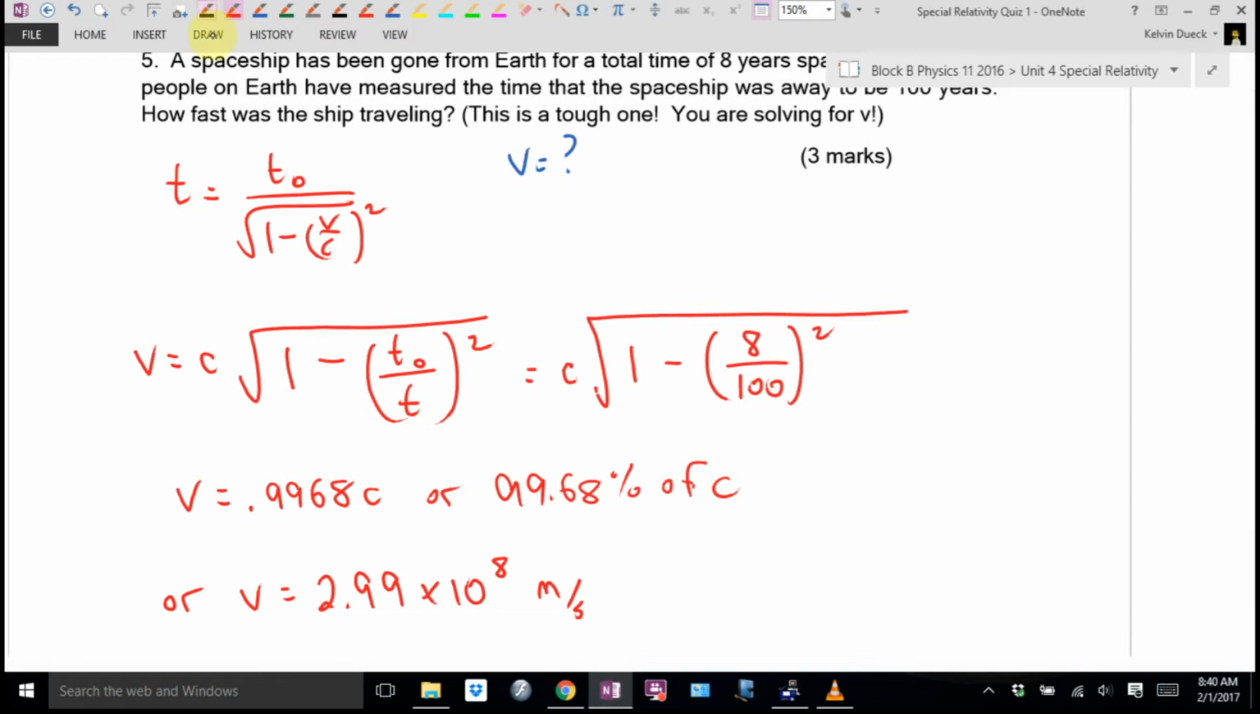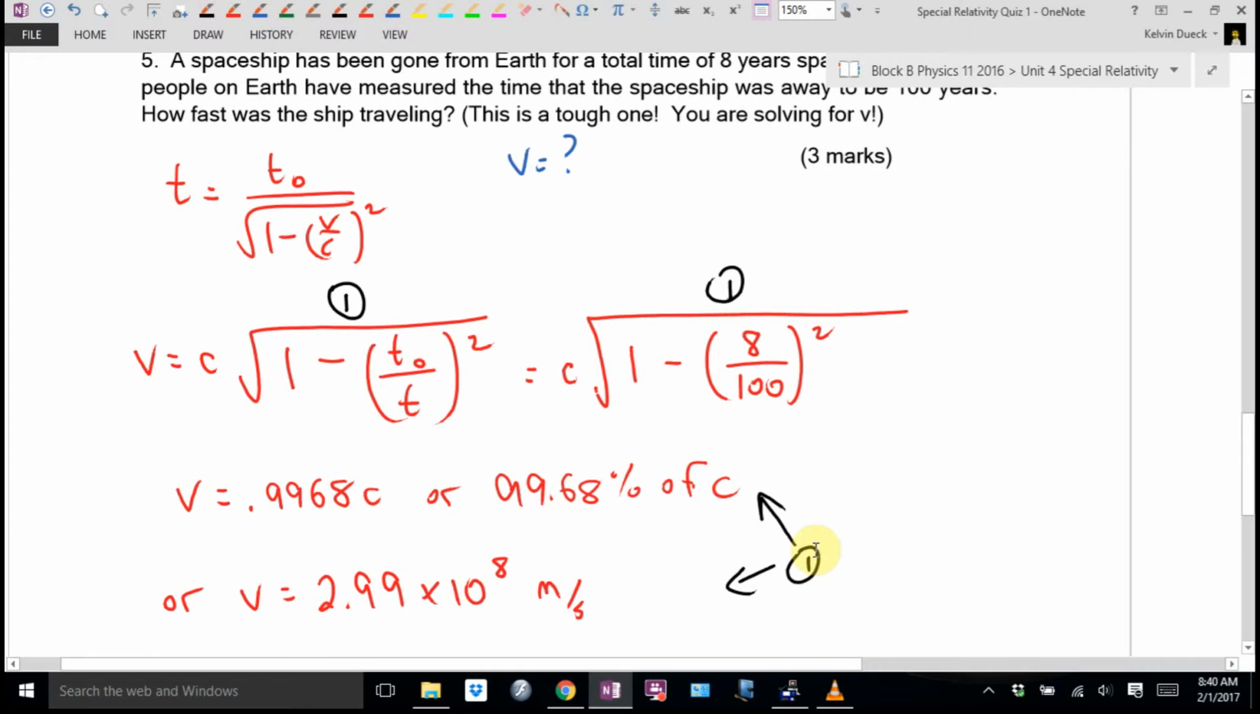So for this one, it's going to be 1 mark, and then 1 mark for either of those. I'll even live with it if you left it as 0.9968c and didn't change the 0.9968 to a percentage. Although if I asked you to give it to me as a percentage on the test, which I will, then I would want to convert the decimal to a percent. Little Math 8 review, which doesn't hurt.